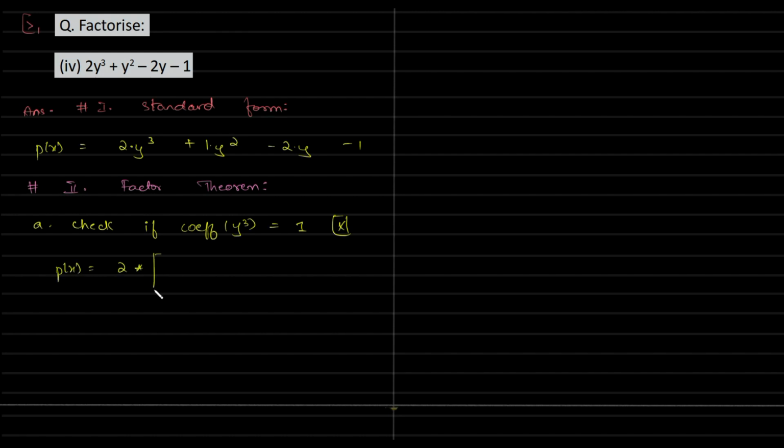So how do you take 2 common? Simple. All you have to do is divide with 2 and write it over here. So 2 divided by 2 is 1y cube, plus 1 divided by 2 is half y square, minus 2 divided by 2 is 1y minus half.